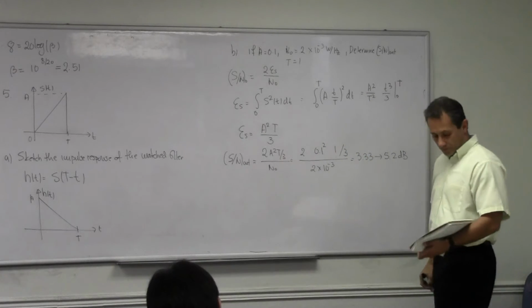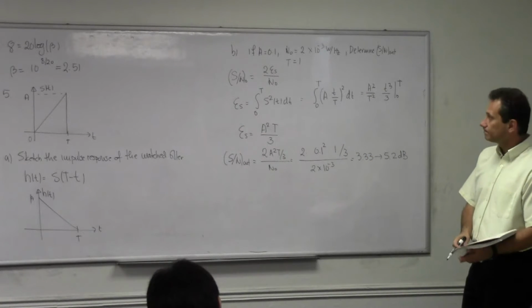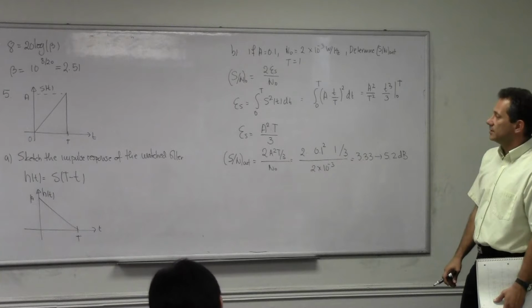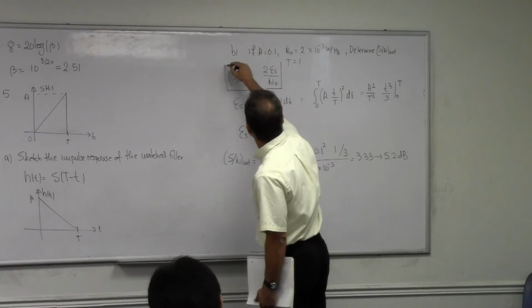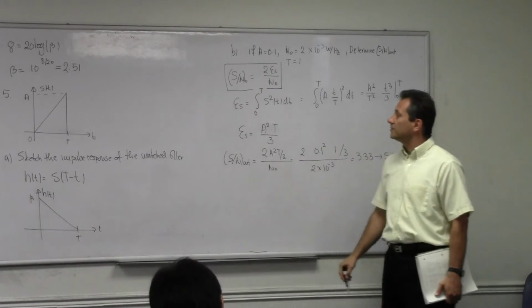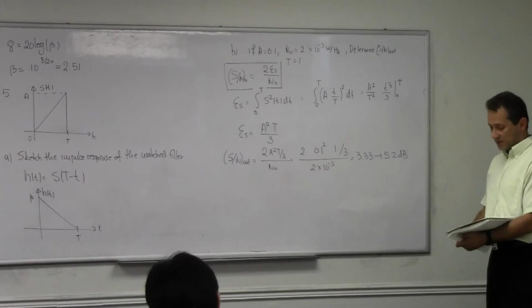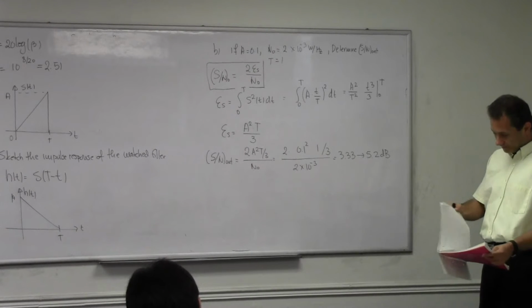Okay. So what you need to remember always is this relationship here. The output of the matched filter is always 2 times epsilon s over N0.